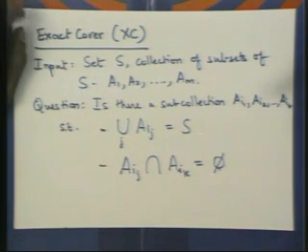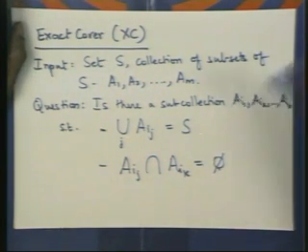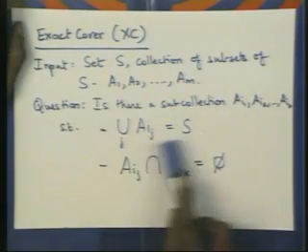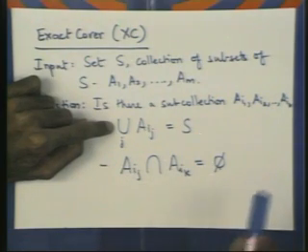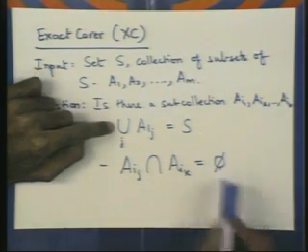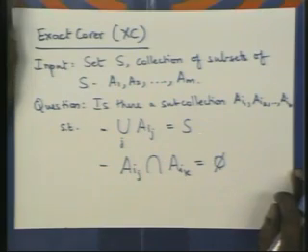Is there a sub-collection which covers the set S in the sense that the union of Aij is S, and it's covered exactly in the sense that each element is covered exactly once? So these must be disjoint. Okay, so is this problem NP-complete? The answer is yes, as you must have guessed, because those are the problems we are discussing. So let's prove that this problem exact cover is indeed NP-complete.